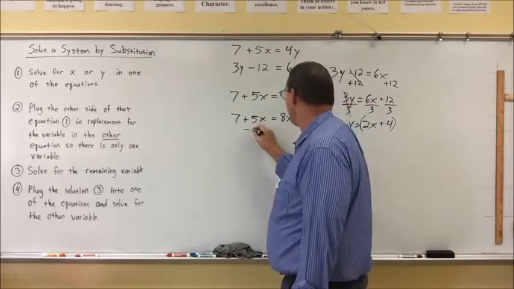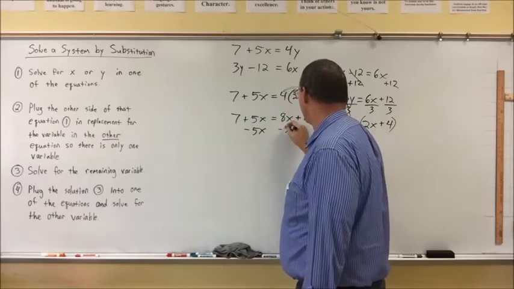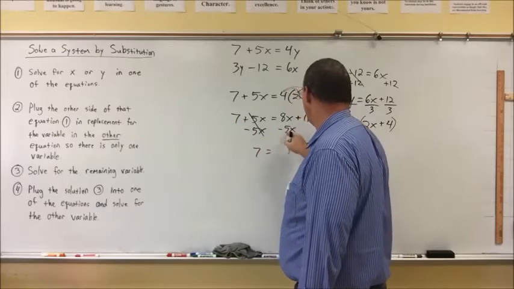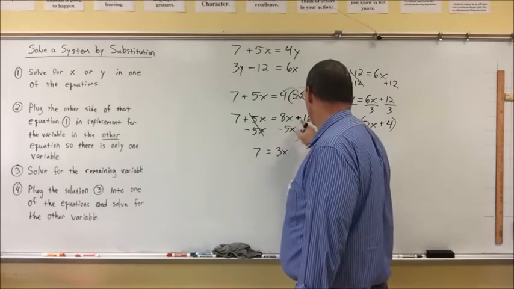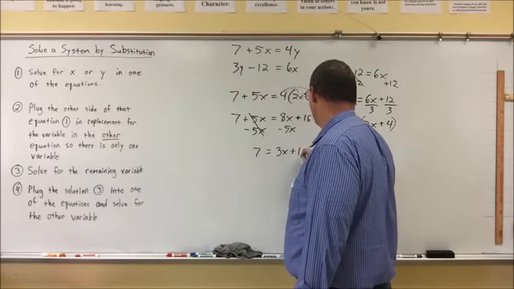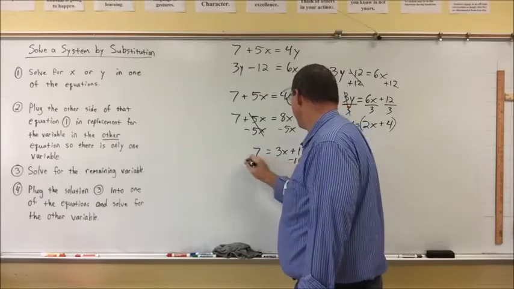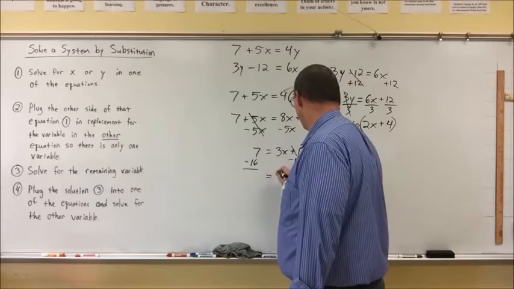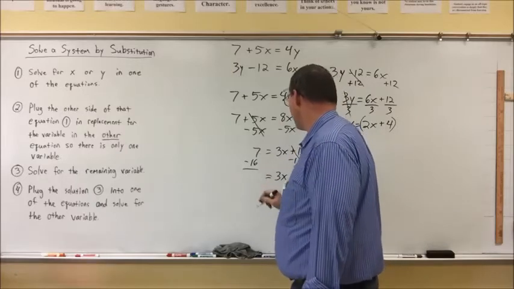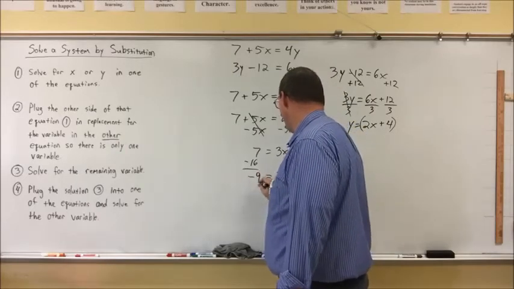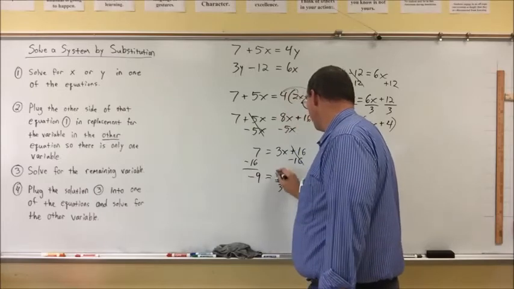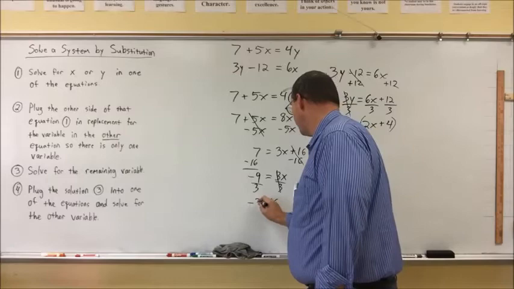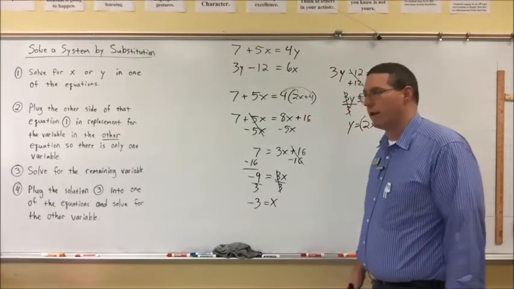Now, I can subtract 5x here and subtract 5x here. Cancel, carry down the 7. 8x minus 5x is 3x. Bring down the plus 16. Now I'm going to subtract 16 from both sides. It's going to cancel over here. Bring down the 3x. 7 minus 16 is negative 9. Now I'm going to divide by 3 on both sides, and I get x is equal to negative 3, because negative 9 divided by 3 is negative 3.